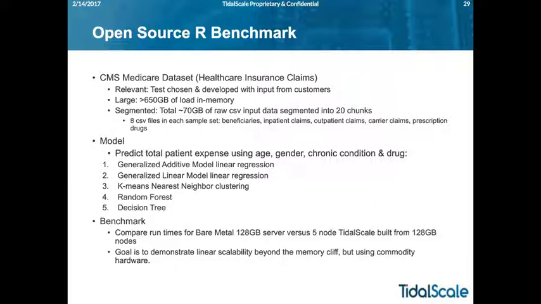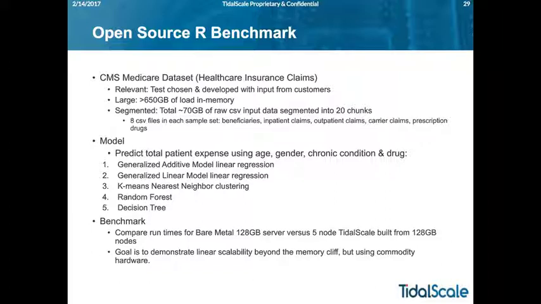So this could be the entire CMS Medicare data set if you wanted it to be. The publicly available one is available to sample 20. You get the raw CSV data, you import it, and you can continue to do this analysis. And that's exactly what we did in our benchmark. And we used these models to do prediction around patient expense using age, gender, chronic conditions and drugs being used. And we went through GAM, GLM, nearest neighbor, random forest and decision trees, just to play with the data set.